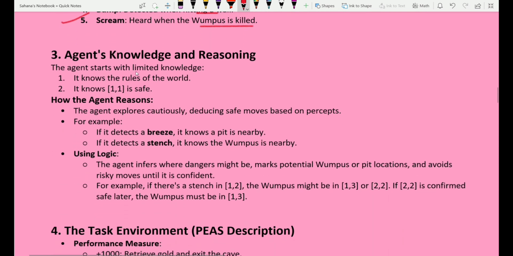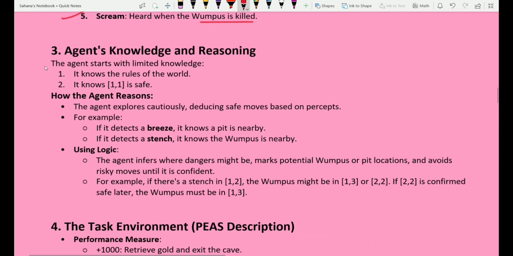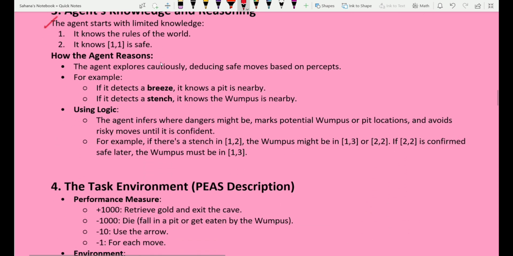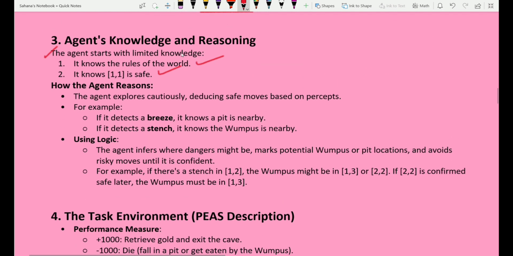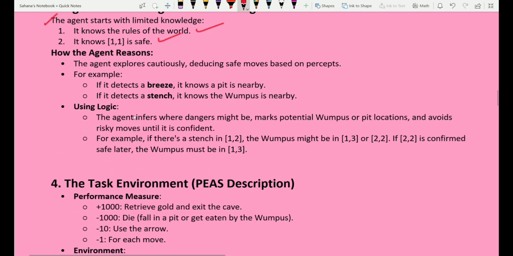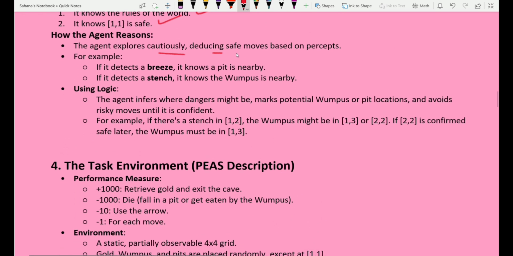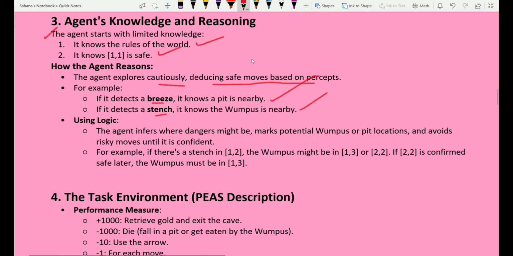Now the agent's knowledge. The knowledge means its database. In the database it knows the rules of the world and it knows 1, 1 is safe. The agent explores cautiously, deducing safe moves based on the percepts. For example, if it detects a breeze, it knows a pit is nearby. If it detects the stench, it knows the Wumpus is nearby.